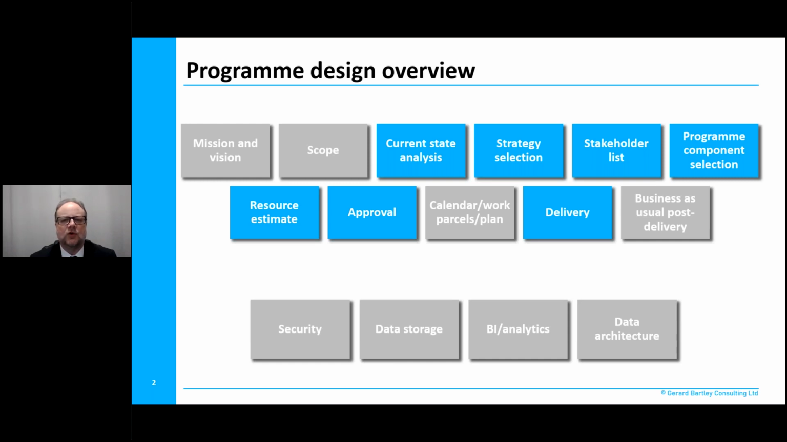The next box is your scope, what is in and what is out. The next box is strategy selection. There are various flavors of data governance, so here's where you take your pick. The next box is your stakeholder list. Now, we all know stakeholder management is important, so here is where you consider that.